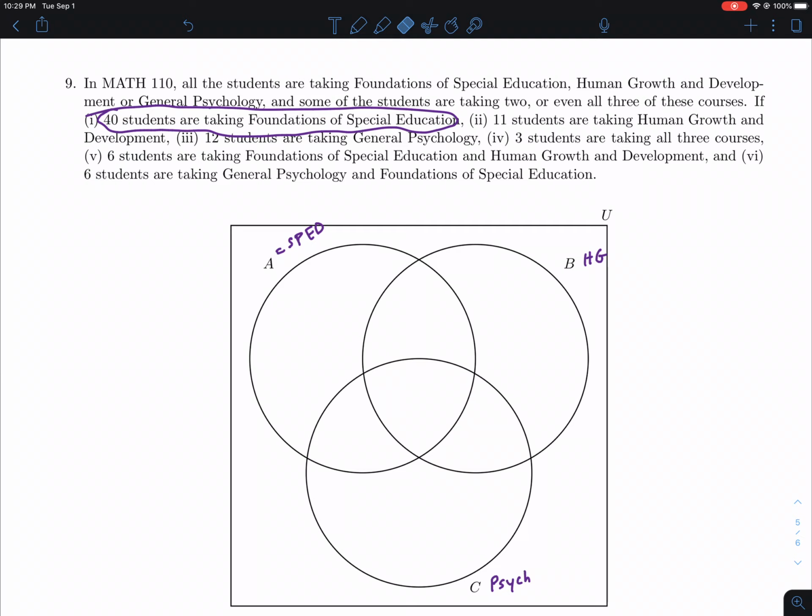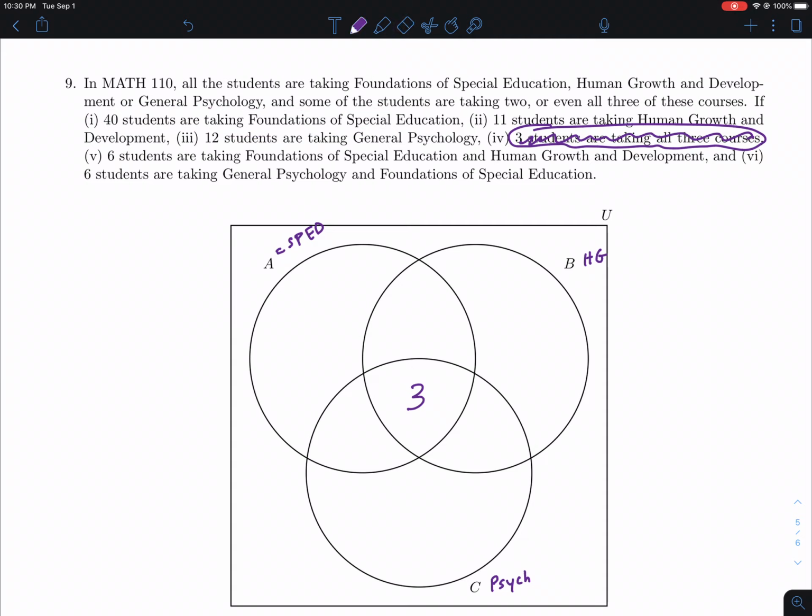So in this case, number 4 on our list is the one that talks about the students taking all 3 courses. So 3 of the students in Math 110 are taking Foundations of Special Ed, Human Growth and Development, and General Psychology. That means they're going to be dead in the middle of all 3 of those circles. Let's get rid of this because there's a lot of words on here, so we don't want to get too bogged down.